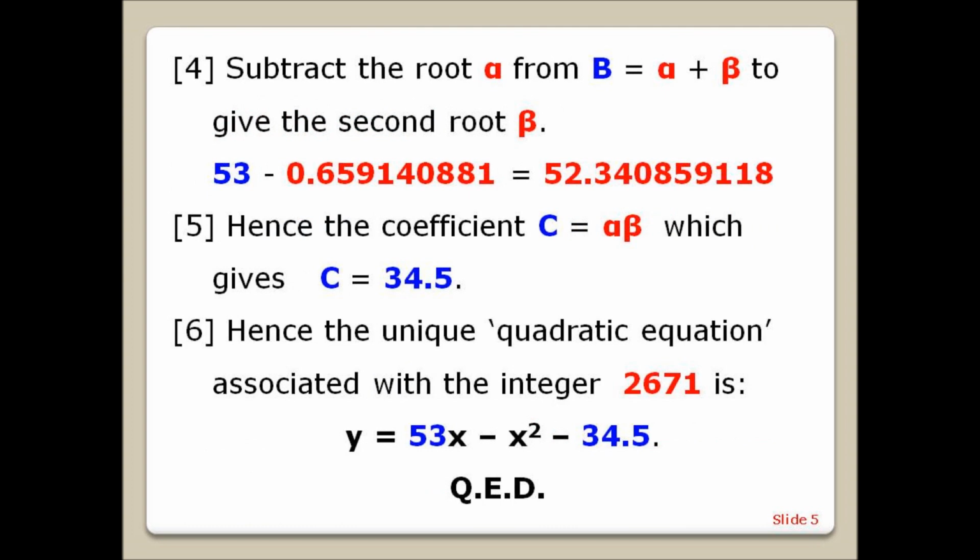4. Subtract the root alpha from the coefficient b, which is equal to alpha plus beta, to give the second root beta. 5. Hence the coefficient c is equal to the product of alpha and beta, which gives c equals 34.5. 6. Hence the unique quadratic equation associated with the integer 2671 is y equals 53x minus x squared minus 34.5. QED.